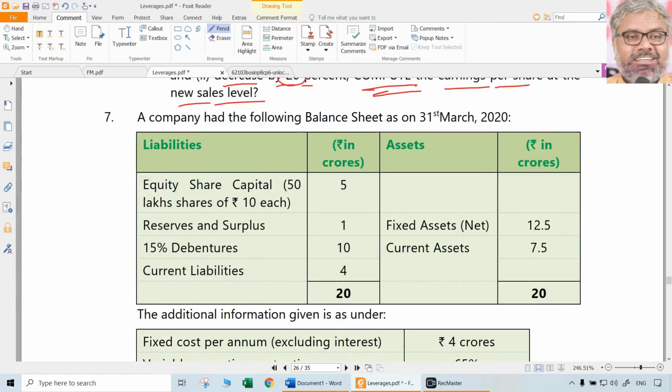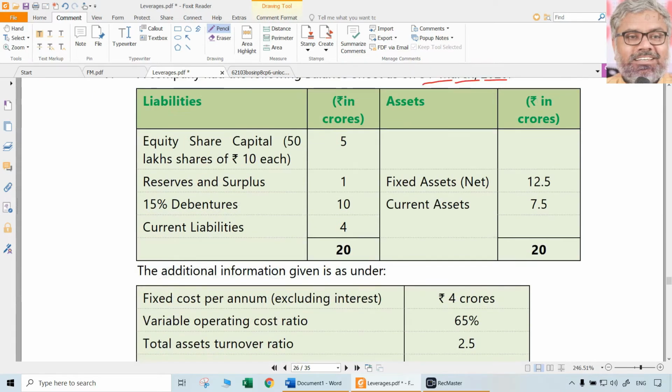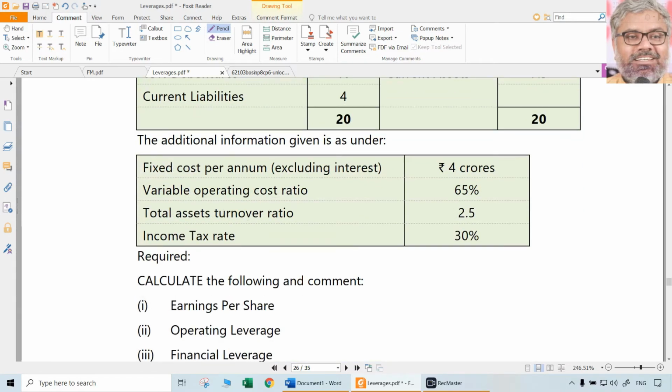Next, question number 7. The company had the following balance sheet as on 31st March 2020. Equity share capital, reserves and surplus, debentures, current liabilities, all in rupees crores, fixed assets, current assets are there. And other information is also given. Fixed cost per annum, excluding interest, meaning operating fixed cost, is 4 crores. Variable operating cost ratio is 65%, so the PV ratio will be 35%. Total assets turnover ratio is 2.5.